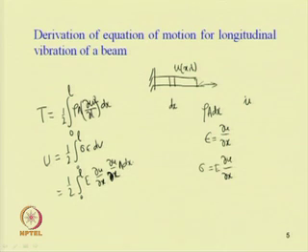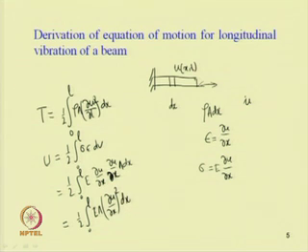So, the strain energy associated with this longitudinal vibration of the beam can be written as half integration 0 to L E ∂u/∂x into ∂u/∂x into A into dx, or in other words one can write this equation equal to half integration 0 to L E A then (∂u/∂x) whole square into dx.